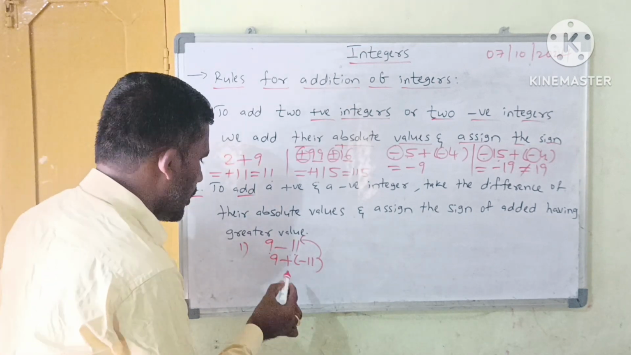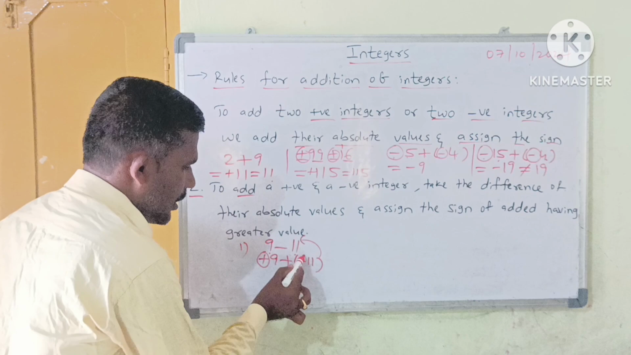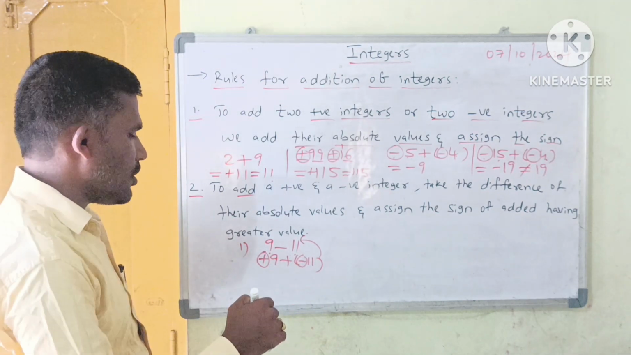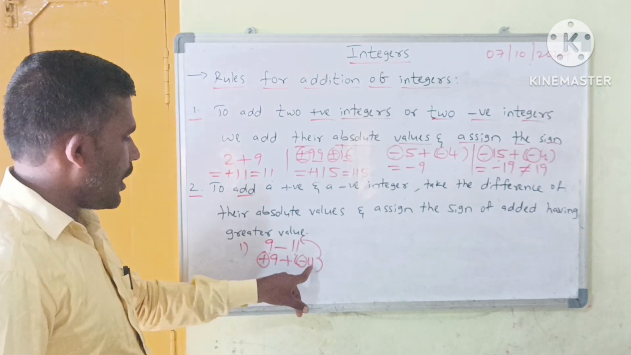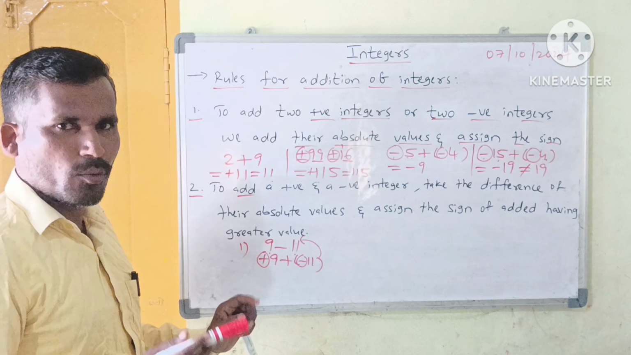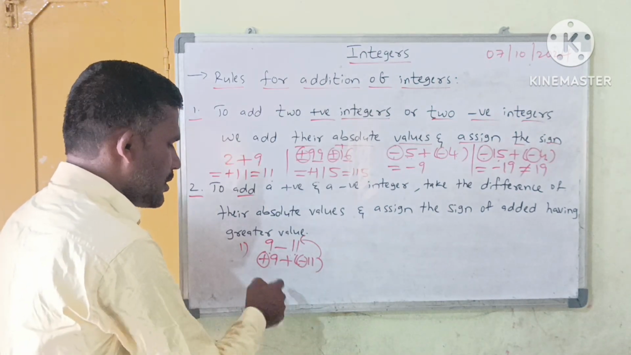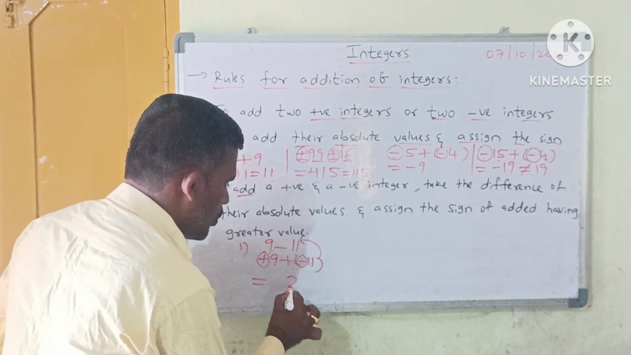So going to this one, while having opposite signs, here plus, here minus, different signs, you have to subtract the numbers. Subtract means here 11, here 9. Bigger number minus smaller number only we have to subtract. 11 minus 9 is 2 only.